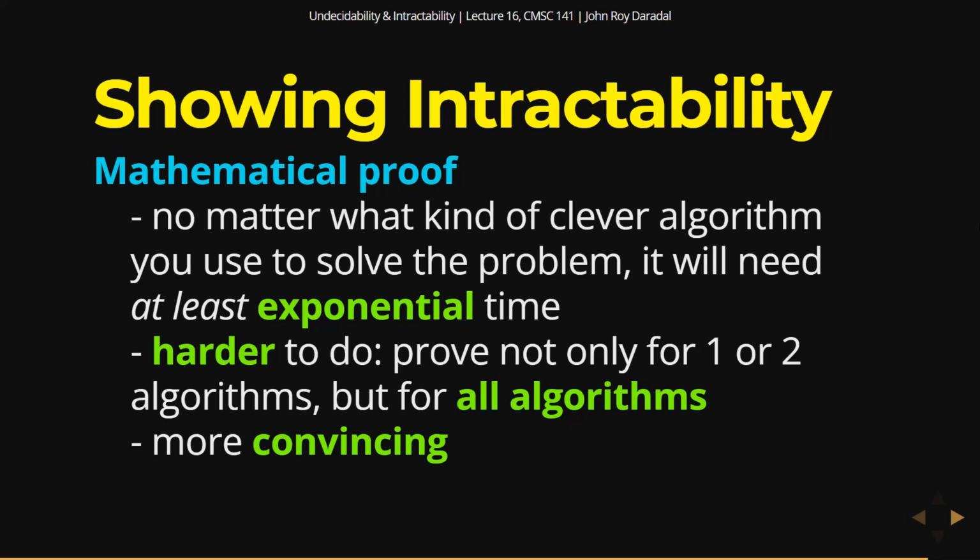Okay, so those are the two ways that you can show intractability. And that's where we'll end this video for now.